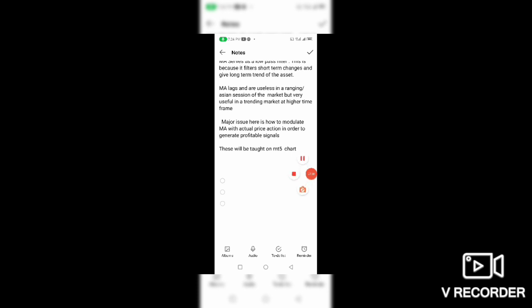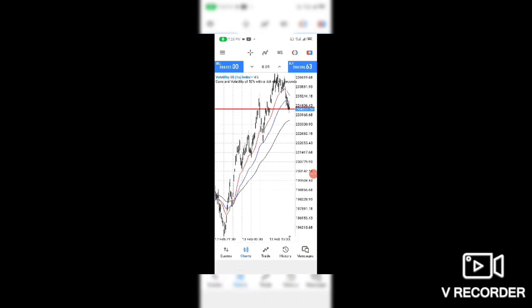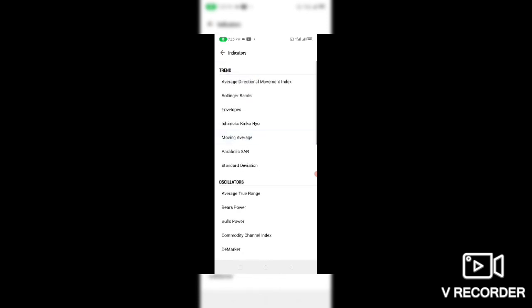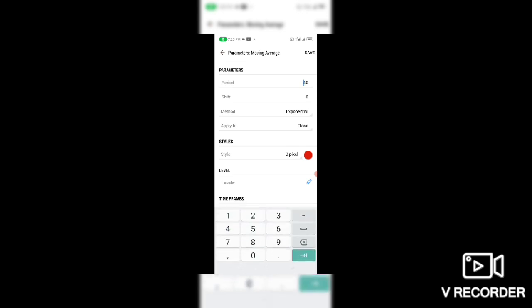Let's continue with this. This is a synthetic market, and this is Volatility 50 YS. If you want to select a moving average, you come to this tab, or you come to this, where they write something like sign off. You click on it and it will bring up the main chart, and then you will see the trend section. You will see moving average. When you click on it, this is where you type the period, and this is where you type the shift.